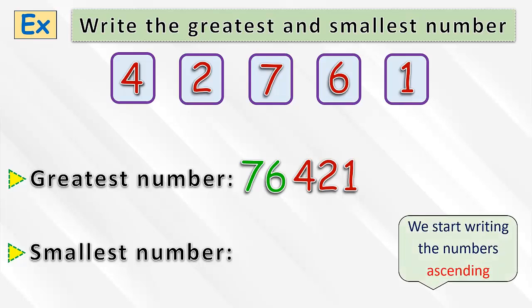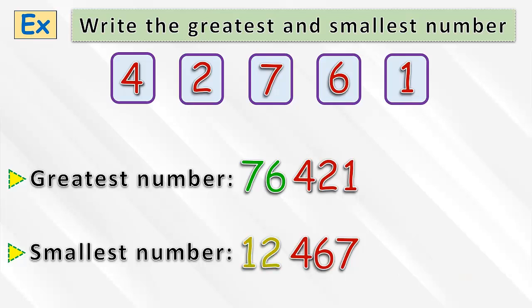As for the formation of the smallest number, we will write the numbers in order from the smallest number to the greatest number from left to right. Since the smallest number here is 1, we will start with the number 1. Then we write to the right the number 2. And after that, we write the number 4. And the number after it will be the number 6. And the last number we will write is the number 7. Therefore, the smallest number made up of the cards in front of us will be 12,467. If you still don't understand it well, let's see another example.